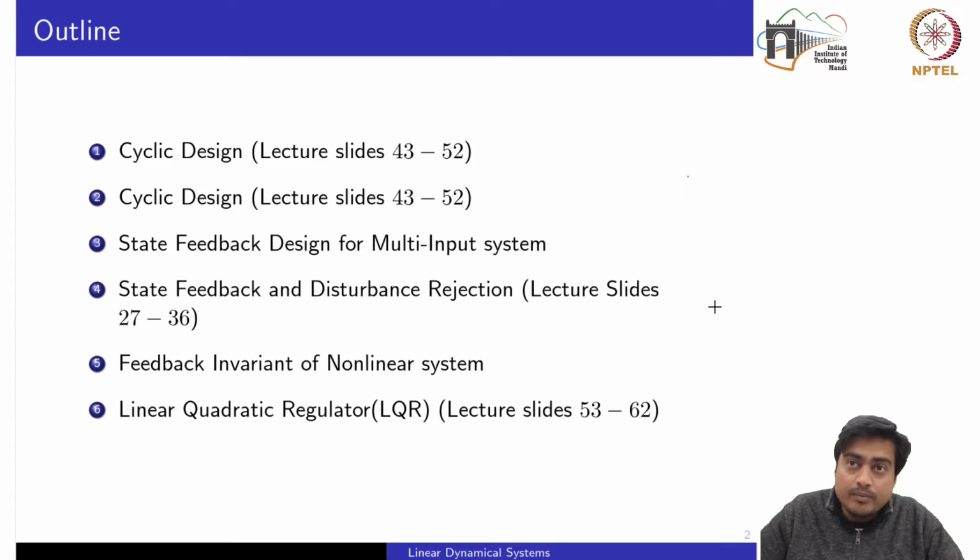So in the tutorial part 1, we had seen mainly the state feedback design for single input systems. In this tutorial, we will also see the problem of the state feedback and the disturbance rejection controller, which we have also defined as a robust controller. And we will also discuss the linear quadratic regulator problem in this tutorial.